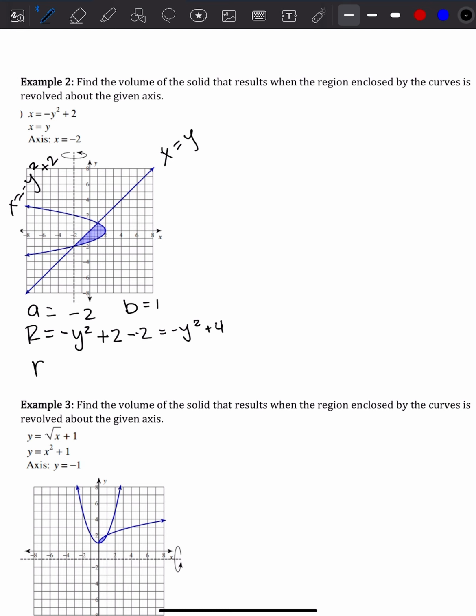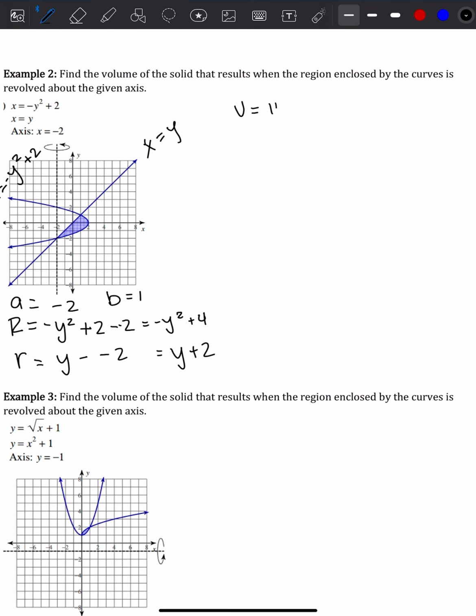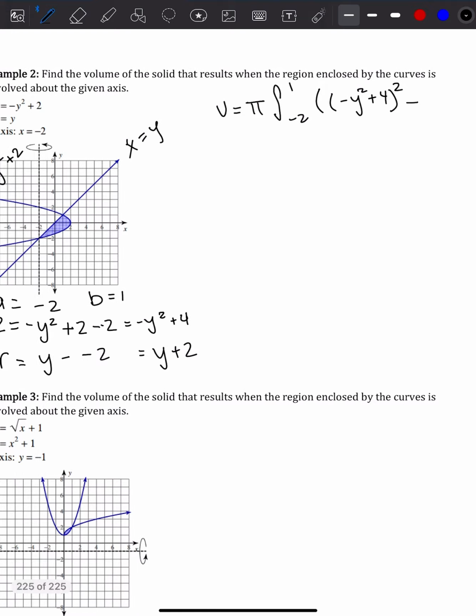Little r is going to be our equation x equals y. We also need to look at it in terms of distance from that axis of revolution. So I have y minus the axis of revolution, negative 2, or y plus 2. So these are the equations that we're going to plug into our volume equation. So I have volume is equal to pi times the integral from a to b, so negative 2 to 1, of big R. Big R is that negative y squared plus 4. It's a radius that we're going to be squaring, and we're going to subtract little r squared from it.